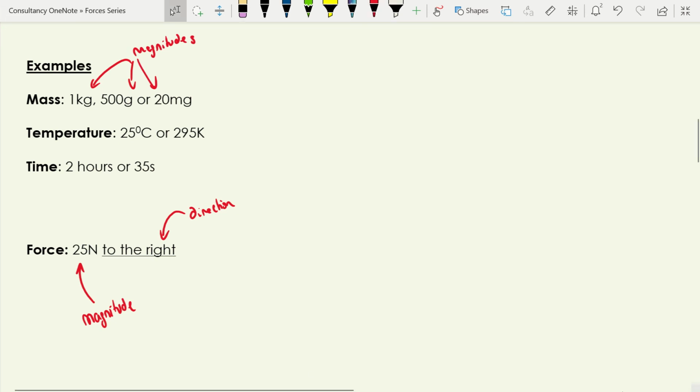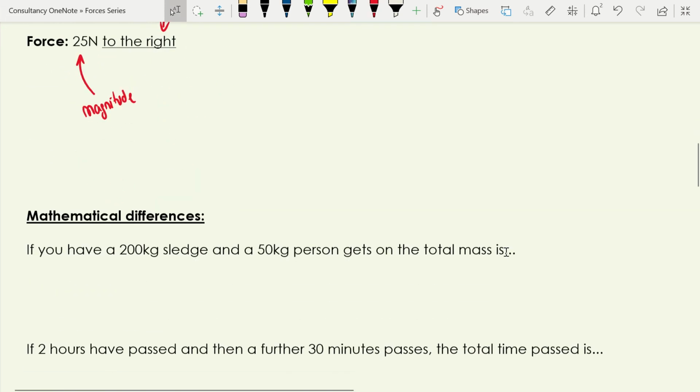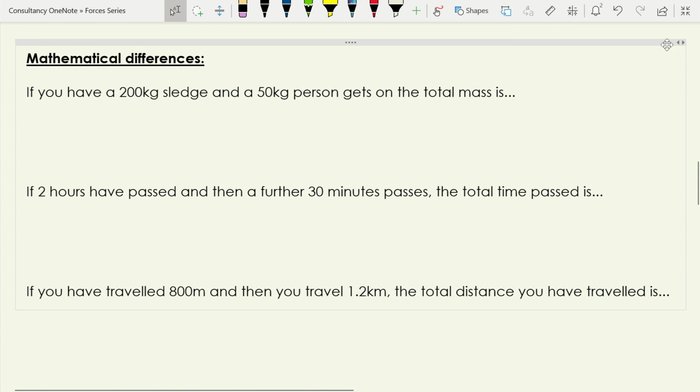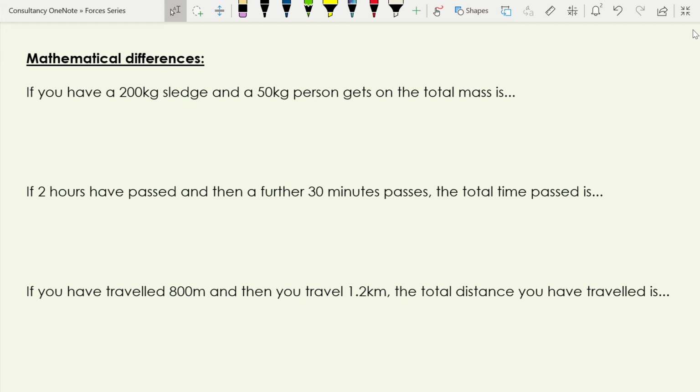That's the difference there. So let's see how the maths works a bit differently for scalars and vectors. So let's do some scalar maths first of all, which is incredibly straightforward. So if you have a 200 kilogram sledge and a 50 kilogram person gets on, the total mass is, so you can tell that I'm recording this at Christmas because I'm dealing with sledges and stuff, but there we go. Now, that's fairly simple. The total mass is you just add them together and you get the total mass.